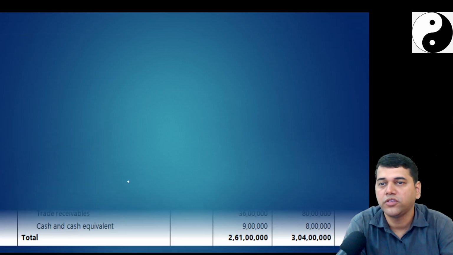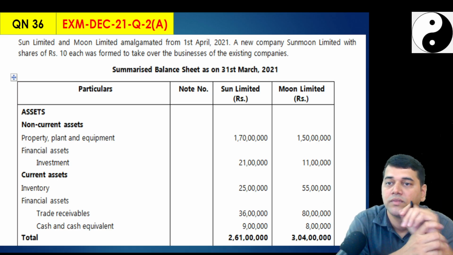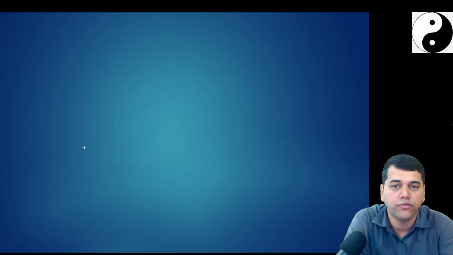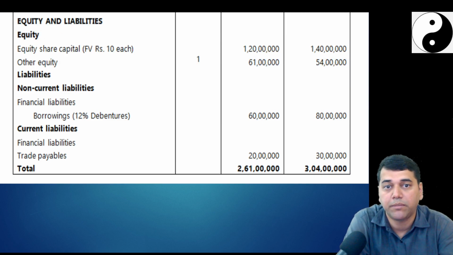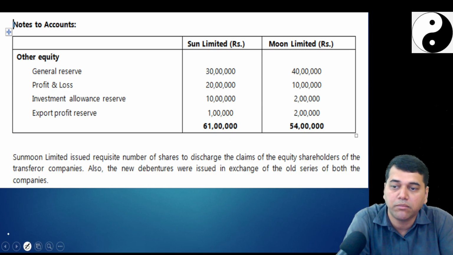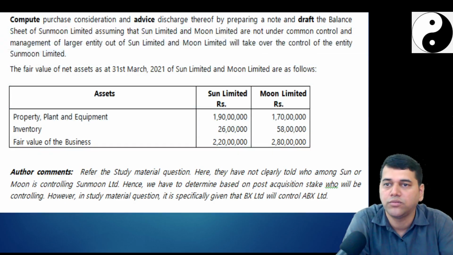Yes. So this question came in your December 21 examination. Sun and Moon amalgamated, a new company was formed called Sun Moon Limited. Property, plant and equipment, everything they told you, values and all. Equity share capital, face value 10 rupees only they told. Borrowing, financial liability, trade payable. Notes to accounts also they gave. Sun Moon Limited issued a requisite number of shares. So they didn't tell you exactly how much. That's what you need to calculate. Also new debentures were issued.